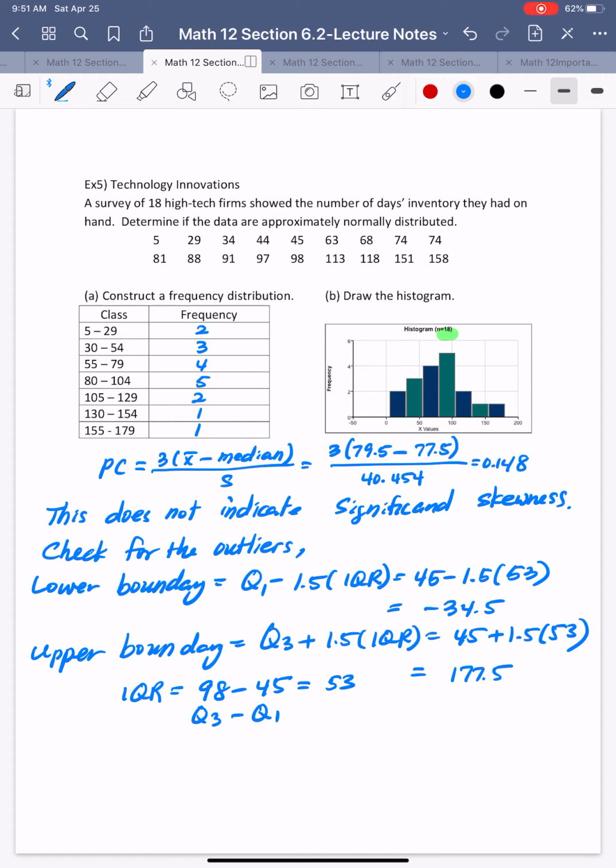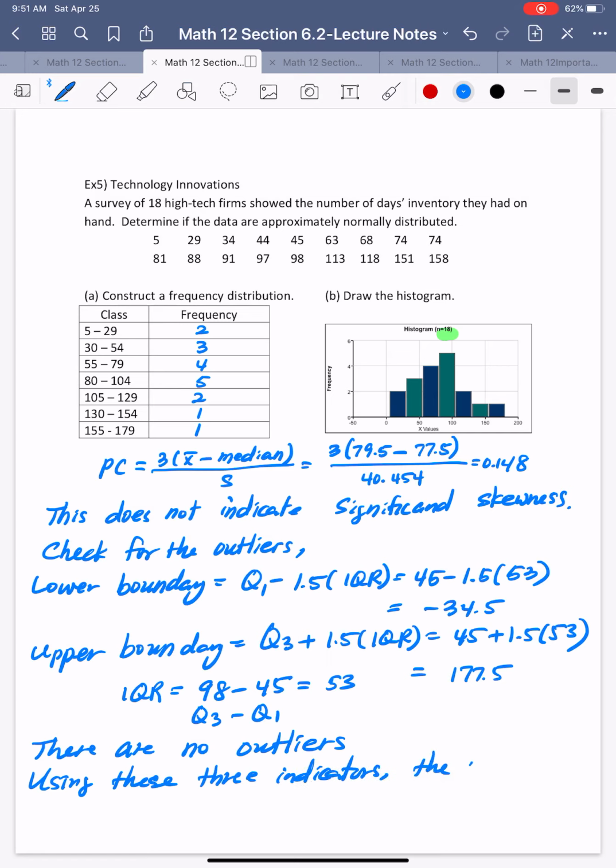If you take a look, no number is greater than 177.5 and none is less than negative 34.5, so there is no outlier. Which means, using these three indicators, the distribution is approximately normally distributed.